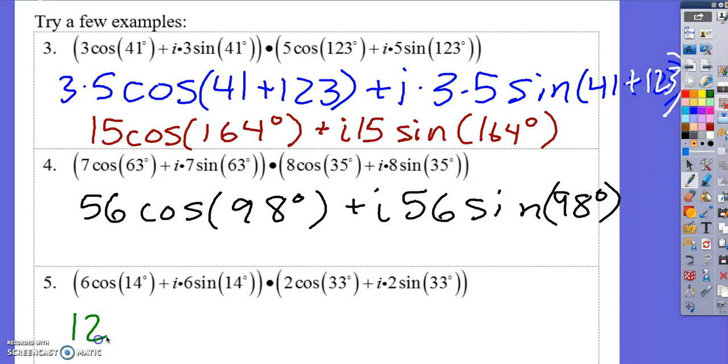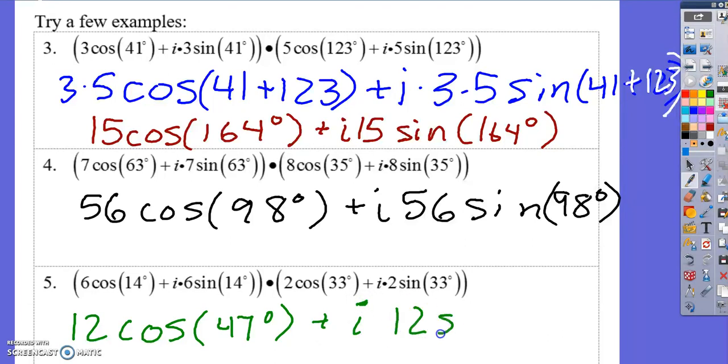This one becomes 12 cosine of 47, good number, plus I 12 sine of 47. And that's it. That's all there is to it. It's done. It's really, really easy.